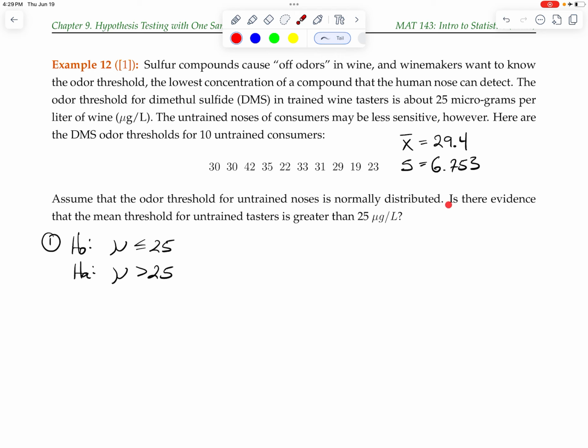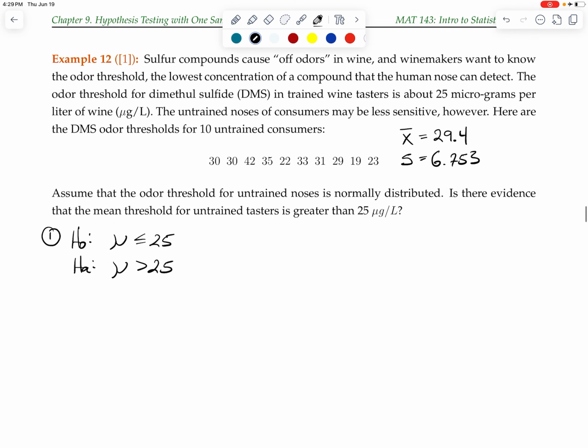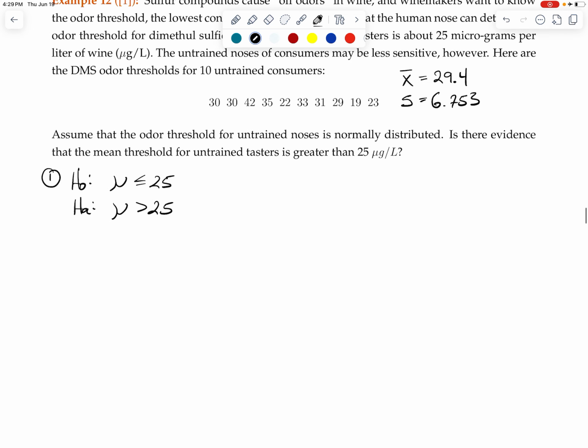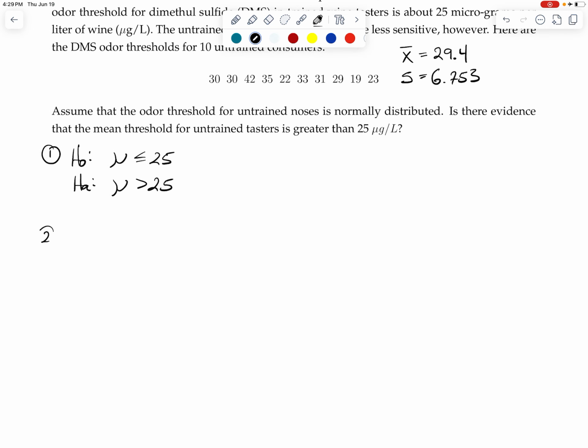And so we're asking, is there evidence that the mean threshold for untrained testers is higher, that they're going to be less sensitive, which means we can put more of this sulfur in the wine and they won't taste it. So that question dictates this direction in the hypothesis here. Mu is greater than 25. I didn't write it down, but my mu is the average threshold of untrained testers.